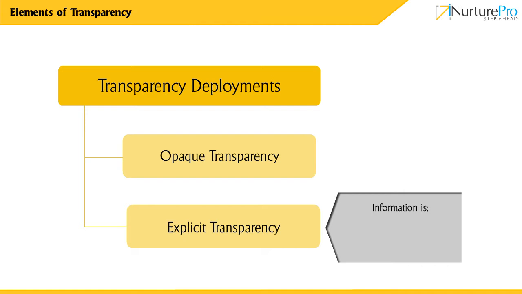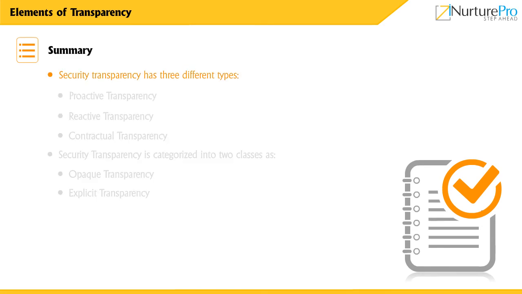Explicit transparency provides service providers an approach to ensure the protection of customers' assets while in their control. This type of transparency is considered most effective in attracting customer trust and confidence as well as supporting accountability in the cloud. Let us have a quick recap on what we discussed.